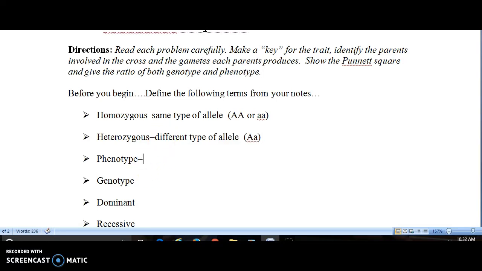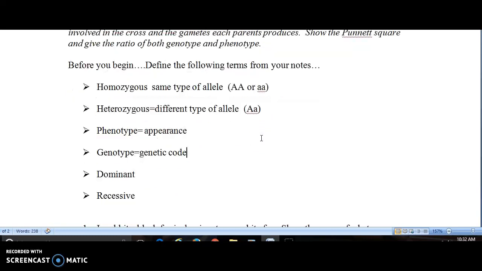In problems, anytime you have an appearance that you're talking about, like what does something look like, that is a phenotype. So we'll just write appearance here. If they are asking about genotype, that is the genetic code for the trait. So like giving you letters for the codes like we did up here, like capital A's, lowercase a's, capital A, lowercase a, that is just a way to represent the genetic code with letters.